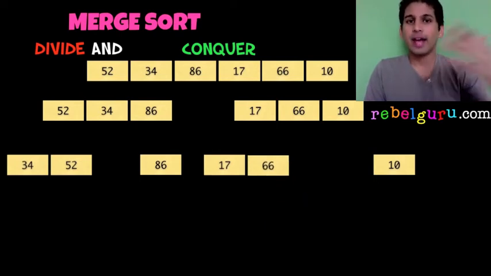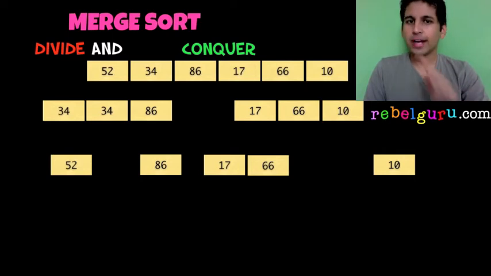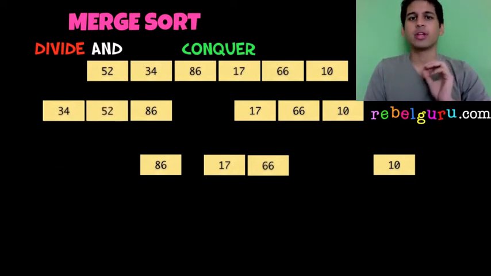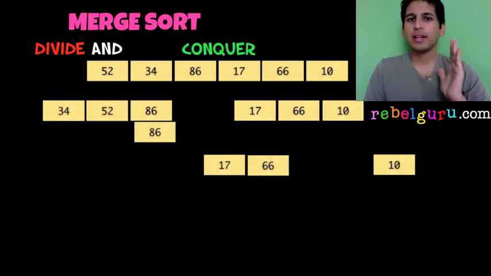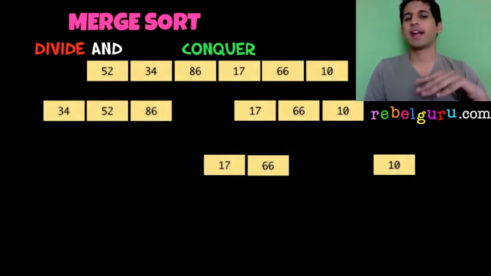Okay. Now we have another conquer step. So at the second conquer step, we have now two subarrays, right? So 34, 52 is one, 86 is the other. Now left hand side smallest element 34, right hand side smallest element 86. Which one do you choose? You choose 34. Now left hand side smallest 52, right hand side 86. Which one do you choose? 52. Now finally 86, because there's nothing left on the left hand subarray.